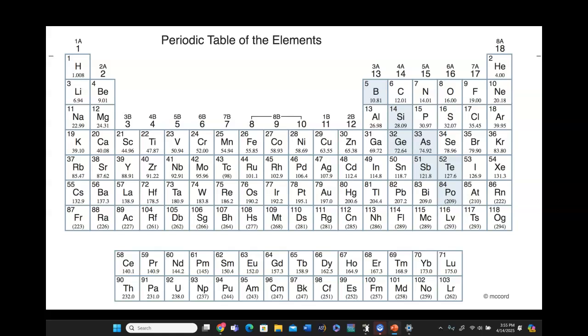So here's an example. You can see that every element in the periodic table has a unique atomic number, and then underneath we have the average atomic mass. The mass number is generally not given in the periodic table. You need to calculate that.